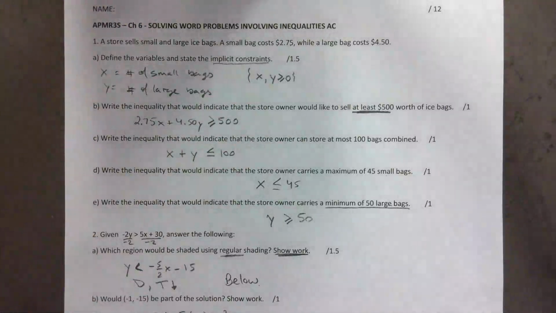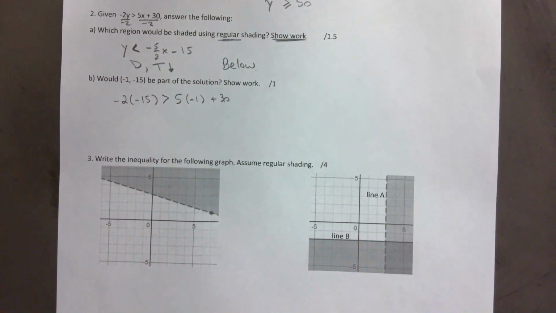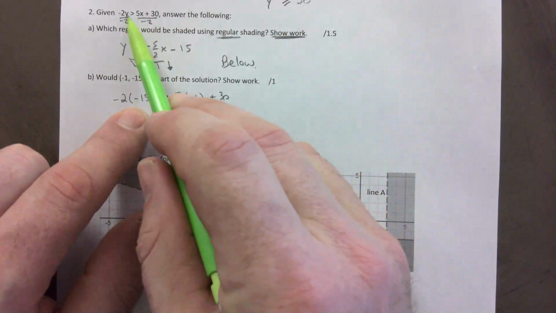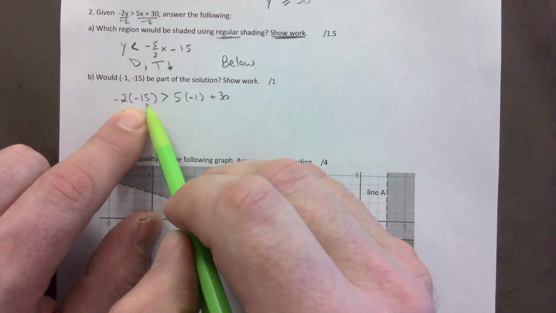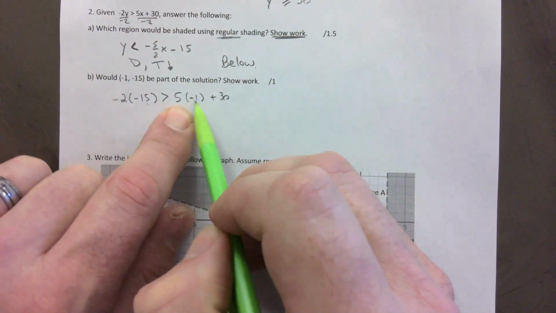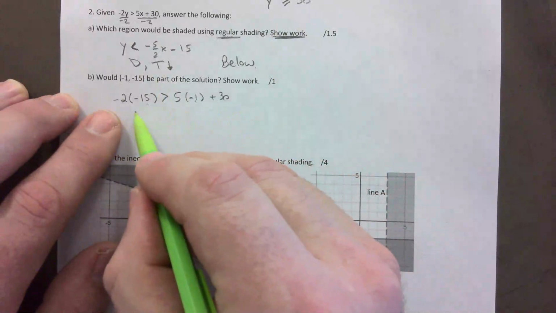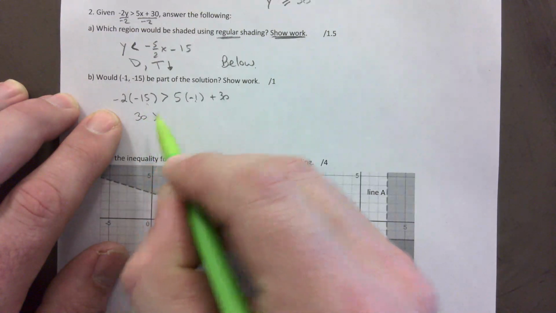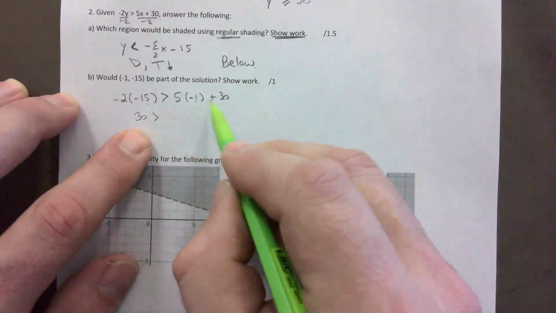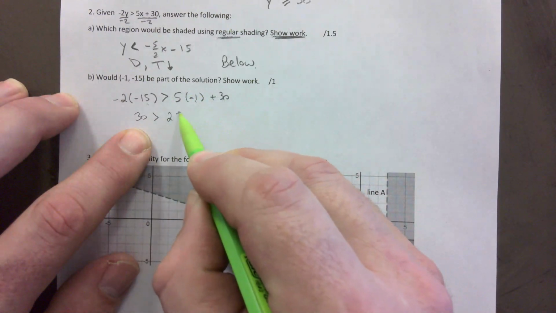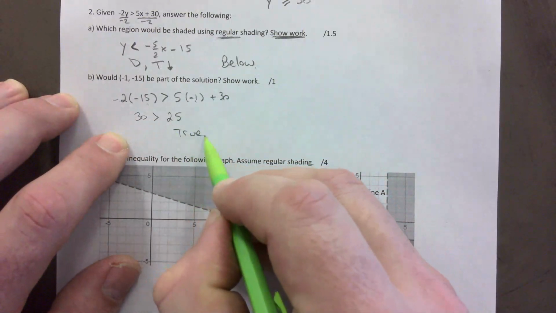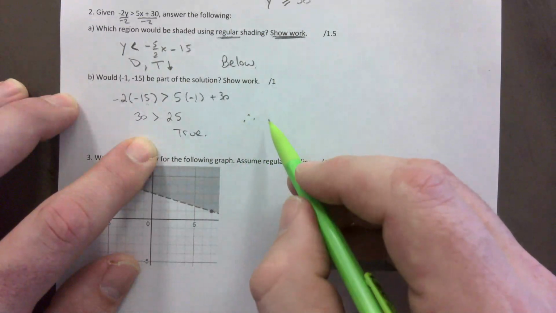Oh, you can't see. Sorry. I'm getting used to my new setup here. Thank you for that. Sorry, let's do this again. So -15 goes into y, right? Goes in here. And the x goes in here, plus 30. And then you just clean this up. So -2 times -15 is positive 30. That's supposed to be greater than, this is -5 plus 30, that would be 25. And this is true, right? True, therefore it is a solution.